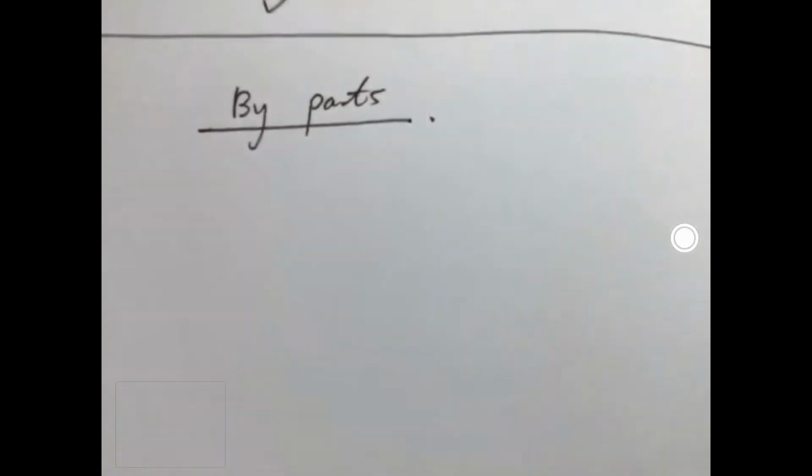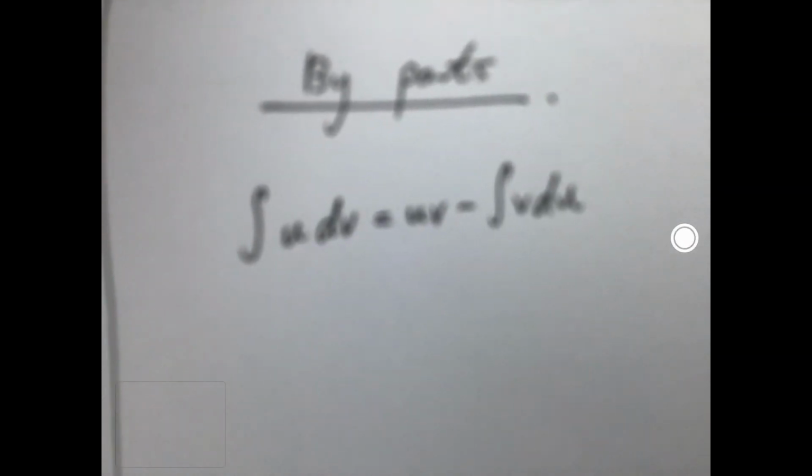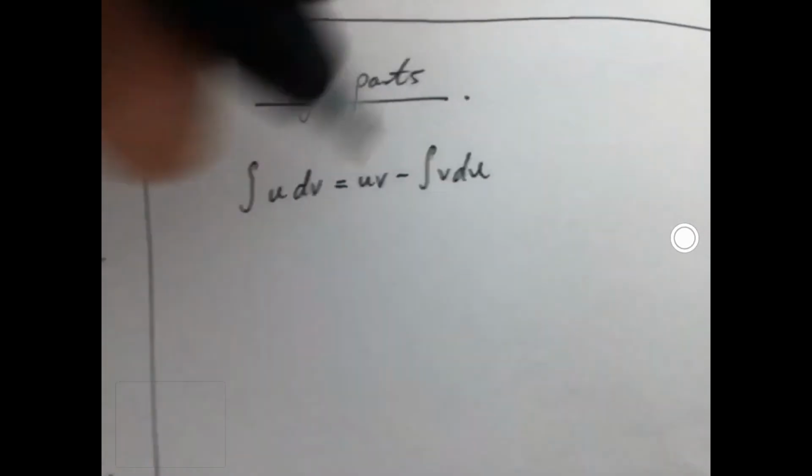Now let's move on to the other one, by parts, but before doing that, we have to establish the definition of integration by parts, which we can find in the BC cram sheet as well. So that will be the integral of u dv equals uv minus the integral of v du.